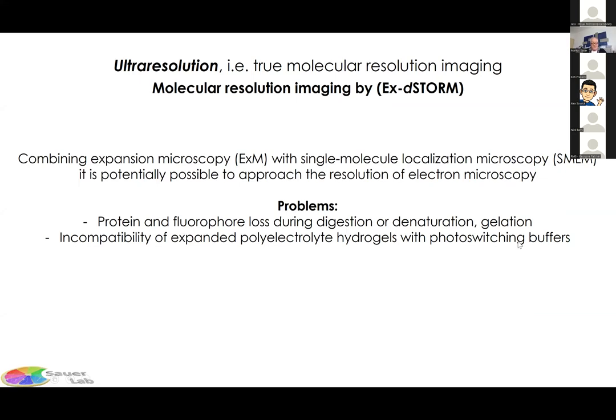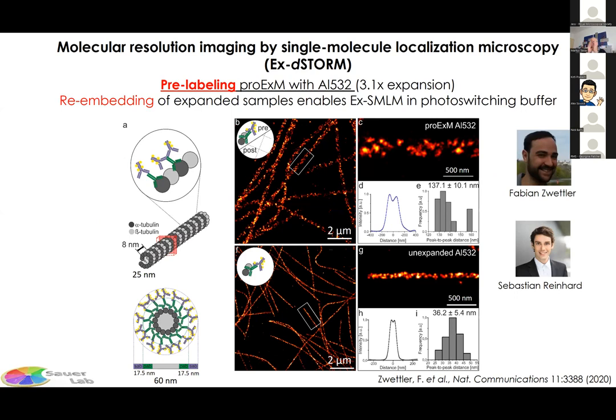The other thing which seriously destroys your efforts is that these expanded gels, negatively charged polyacrylamide gels, shrink dramatically if you add salts. So in a photoswitching buffer containing PBS and 100 millimolar of thiol, the expanded gel will shrink back to the original size. Therefore an idea came up: how about re-embedding these expanded gels in a neutral polyacrylamide gel after expansion? And this is what Fabian and Sebastian in my group then tested on microtubules.